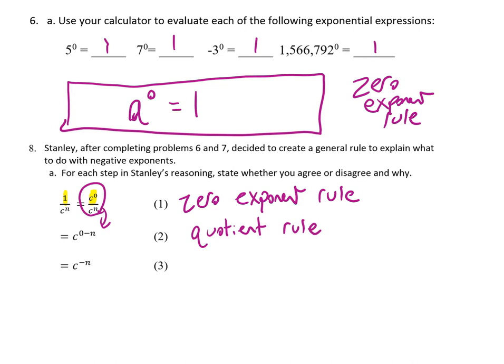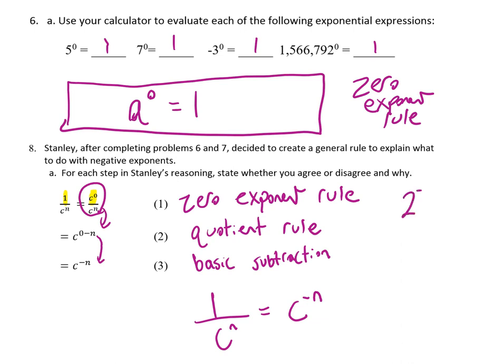And then finally, we're just doing some basic math, 0 minus n is negative n, basic subtraction. But what we get is that 1 over c to the n is equivalent to c to the negative n power. So when I have a negative exponent, I can move it to the denominator and make it positive, or I take the reciprocal of it and it becomes positive.